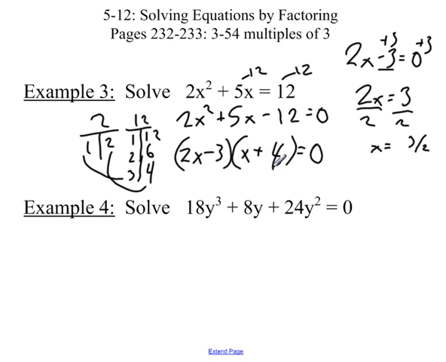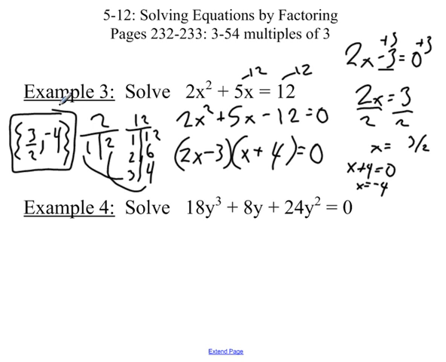And then x plus 4 equals 0. Obviously, x would be negative 4. So when you write that solution, you're going to have 3 over 2, negative 4. And the order of those will not make any difference.